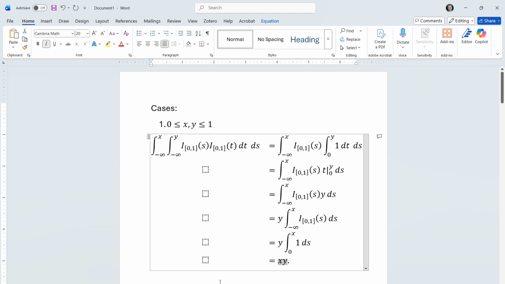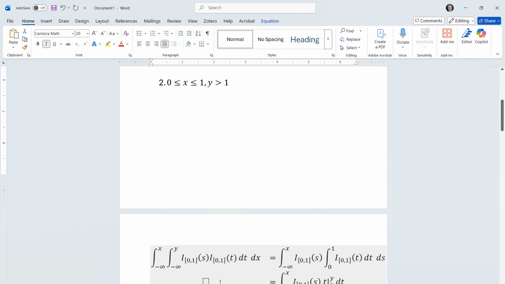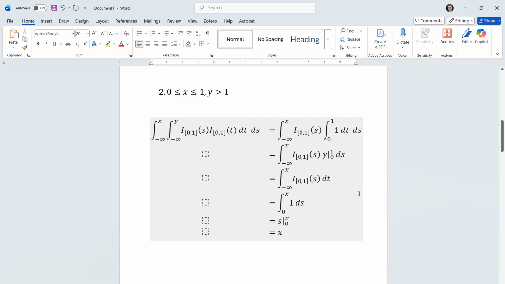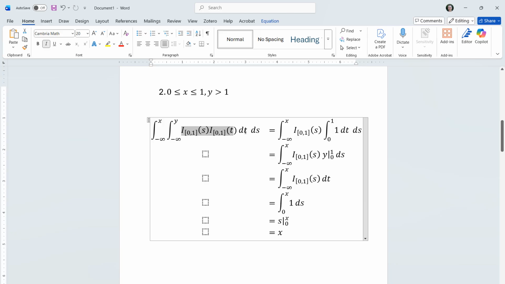So now we'll consider a different case, and I'll show you how things simplify. Okay, for the second case, we have x being between 0 and 1, and y being greater than 1. And so we start to evaluate our joint CDF in the same way as before. We integrate the joint PDF with respect to t and s, where t runs from -infinity up to y, and s runs from -infinity up to x.